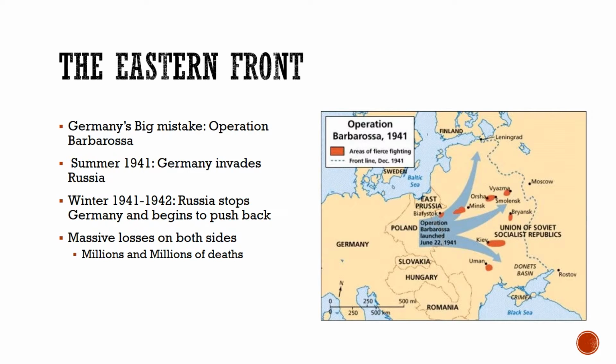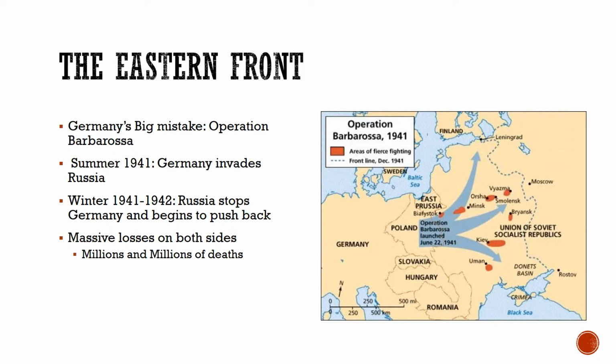Let's look first at the Eastern Front in Europe. This is sometimes viewed as Germany's big mistake. It's the invasion by Germany of the Soviet Union. The special name for this invasion was Operation Barbarossa. In the summer of 1941, Germany decides to invade Russia, and they make a lot of progress. If you look at that map, you'll see that Germany actually pushes a long way into Russia.